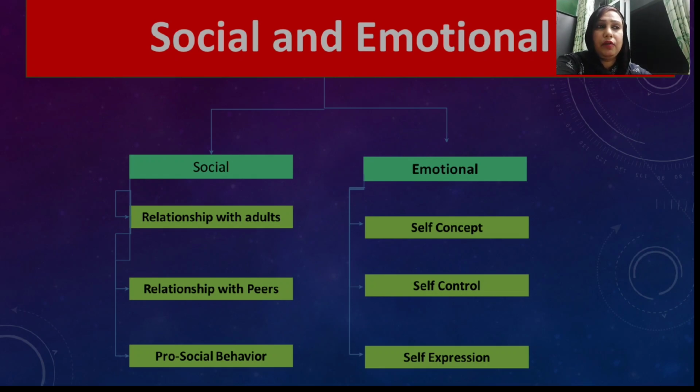Then when we talk about the emotional, let's look at the emotional specific aspects. The child should have built a proper self-concept. He should know to have self-control and he should have something called self-expression.